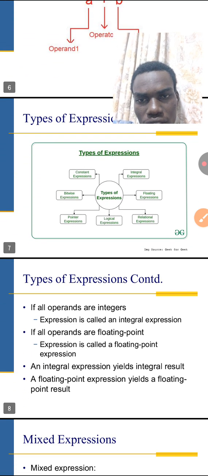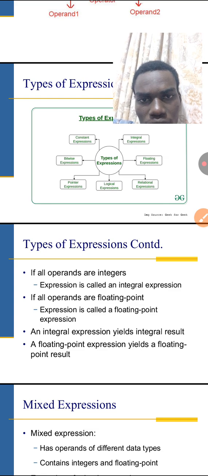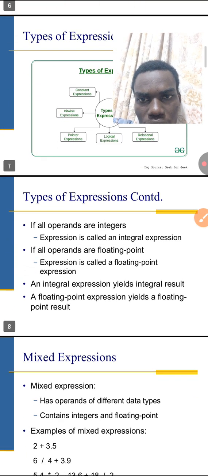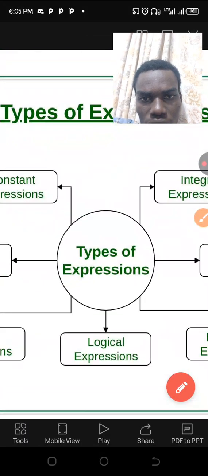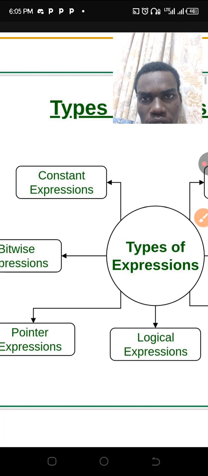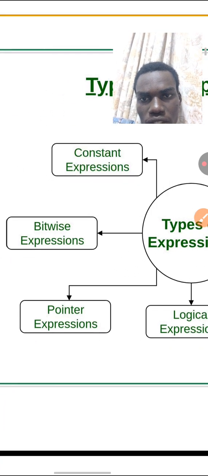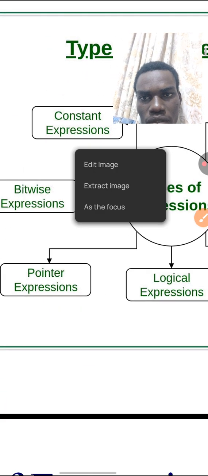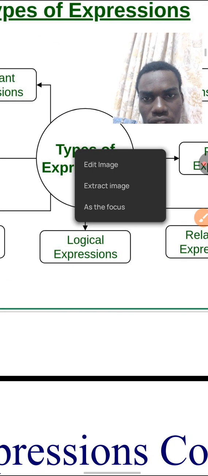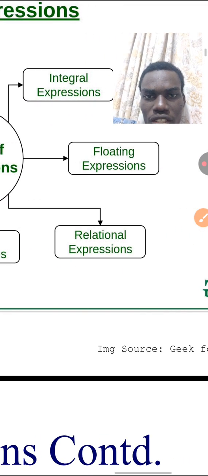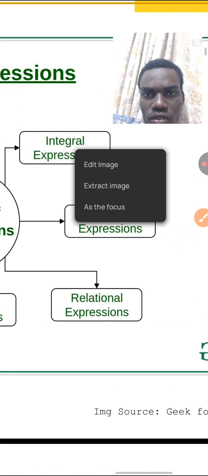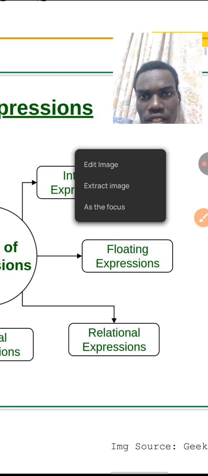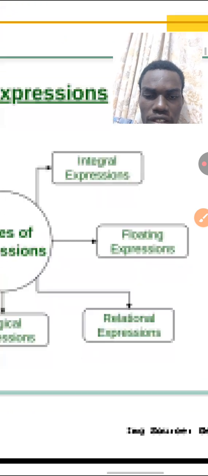Now let's look at types of expressions. So here are some types of expression. We have the constant expression, the bit width expression, the pointer expression, logic expression, relational expression, floating expression, and then integral expression.